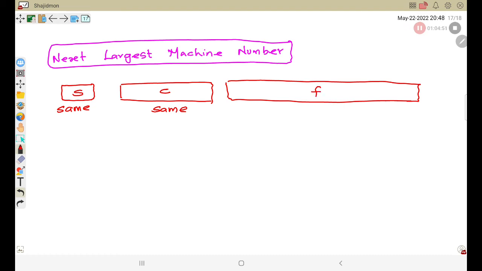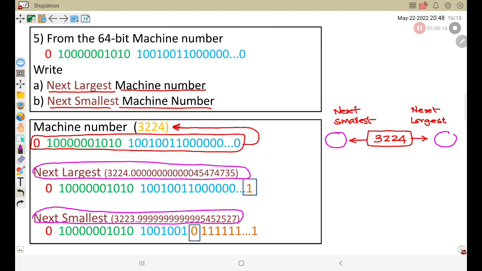What we will do in the fractional 52-bit part is that wherever the last 0 comes, change that number into 1. This is the idea for getting the next largest machine number. Last 0 bit in the fractional part, change into 1. For example, you can see our question.